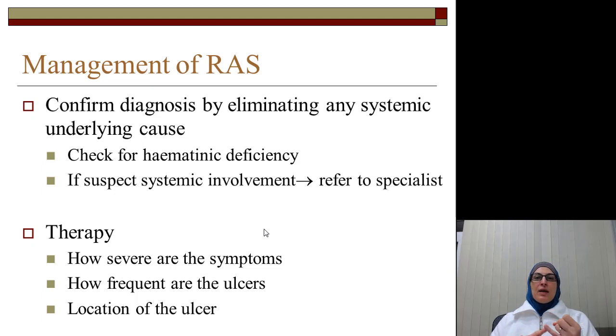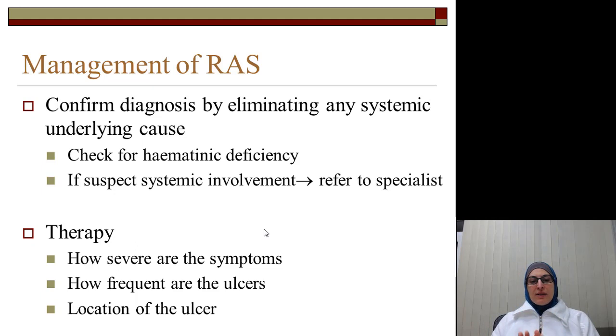You need to do folic acid or red cell folate. You need to do the B12. You need to do the ferritin to measure the level of the iron. Because sometimes the hemoglobin is normal, but the reserve of the iron is reduced, and this would increase the frequency of ulcers in the patients. So once I confirm there is no hematinic deficiency, then I start treating the patient.